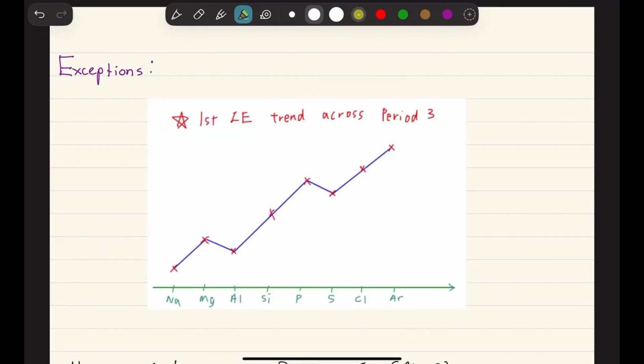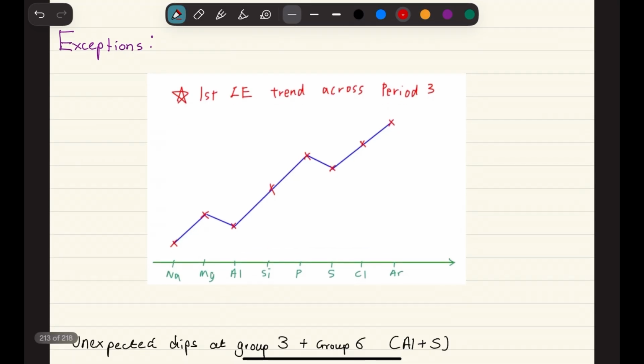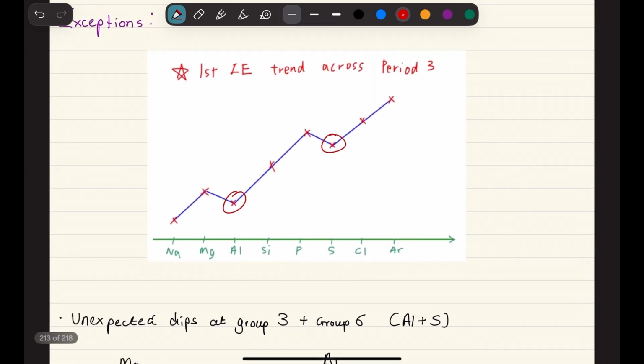As always in life, we have exceptions to the rule. So I told you along a period, the ionization energy is always going to increase, right? And we've got period 3 here. But you can see there's a dip here, and there's also a dip here, yeah? We need to explain that, right? So we have unexpected dips at group 3 and group 6, which is aluminium and sulfur in this case. But it's also going to happen along period 2 as well, that you're going to have these dips. And we kind of need to know why.